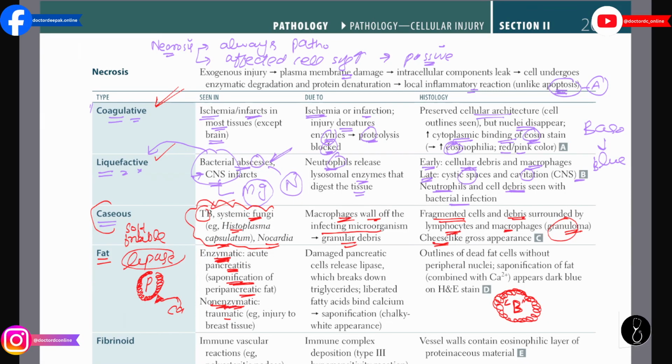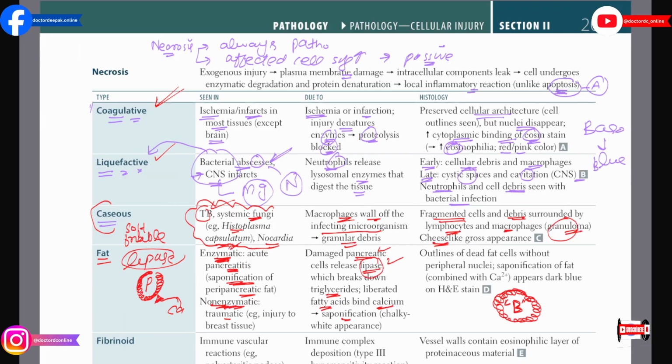Then why does a person get fat necrosis? It is because, as I already explained, when the pancreas gets damaged, it releases lipase. This is an enzyme, and that enzyme will break down the triglyceride into fatty acids. And when the fatty acids are formed, they bind the calcium. This is called saponification, and you see that this is mainly because of this lipase. Lipase is an enzyme, so that's why it is called enzymatic.